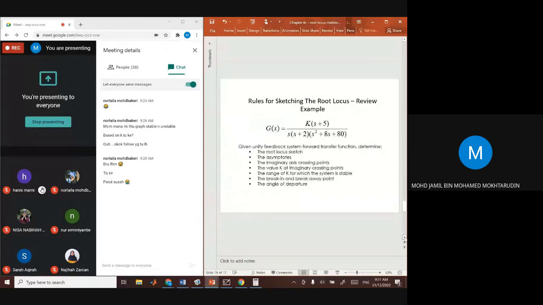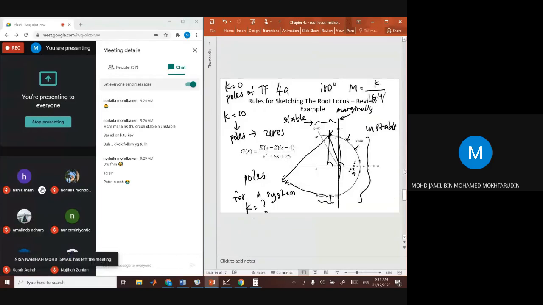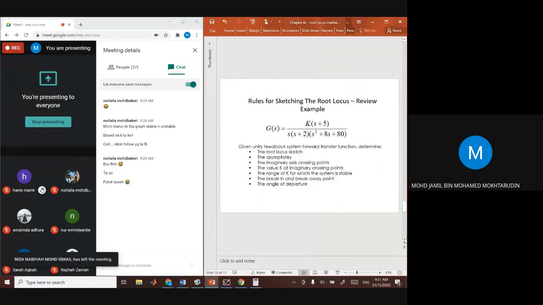So you can try the other examples. Okay, yang ni assignment ni tak ada, okay? Ni just example. So tu je lah untuk root locus. So you can submit your take home quiz number 1 and also submit take home quiz number 2 before Monday 8 AM, okay? 8 pagi.